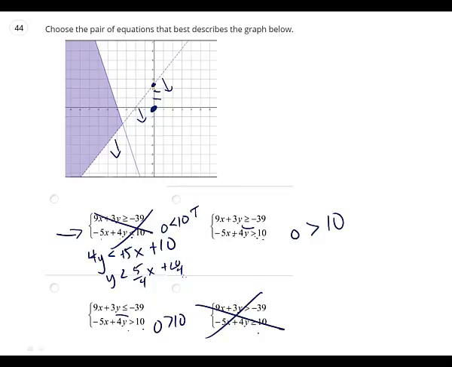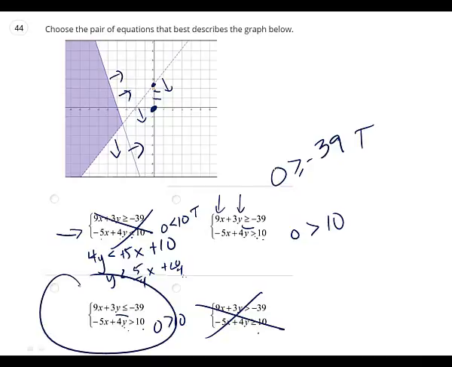So I'm going to still test my favorite point. I'm putting in 0 for x and 0 for y. So 0 greater than or equal to negative 39. True or false? True. Okay, so if I pointed my arrows towards 0, 0 from that line, do I want it to be true? I want it to be false, so it's got to be this one. All right. I actually hate those questions, but they're almost always written that way.